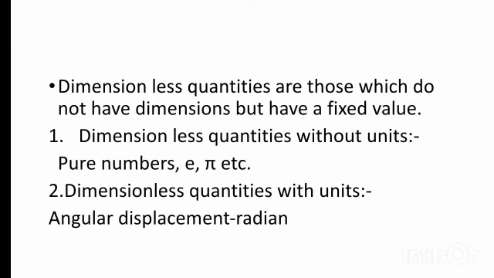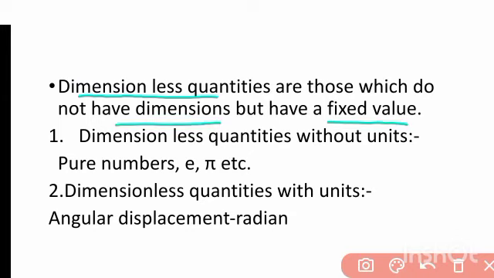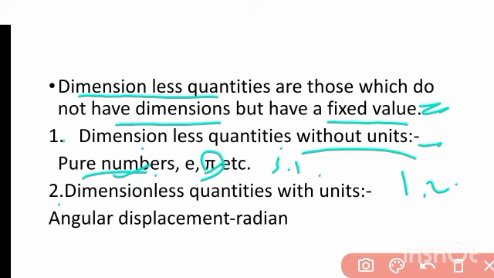Next, dimensionless quantities. A dimensionless quantity doesn't have a dimension, but it has a fixed value. There are two types of dimensionless quantity. One is a dimensionless quantity without unit, for example pure numbers or pi. They don't have a unit but they have a fixed value. For example, pi has a fixed value of 3 point something. A pure number has a fixed value like 1, 2, 3. Then dimensionless quantities with unit, for example angular displacement, which we measure in terms of radian.